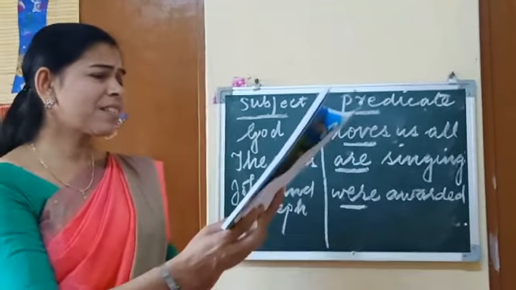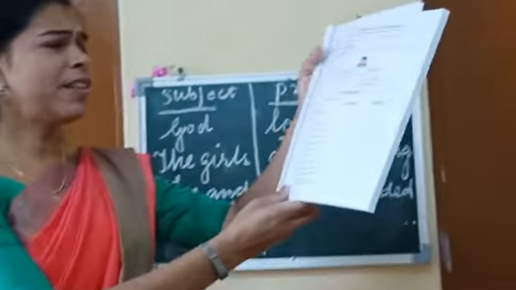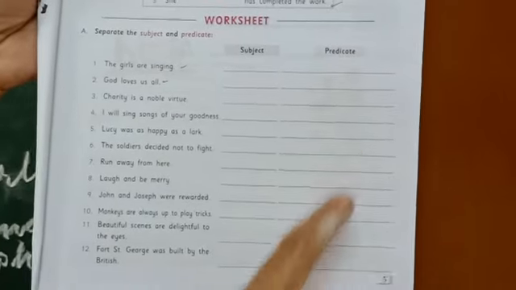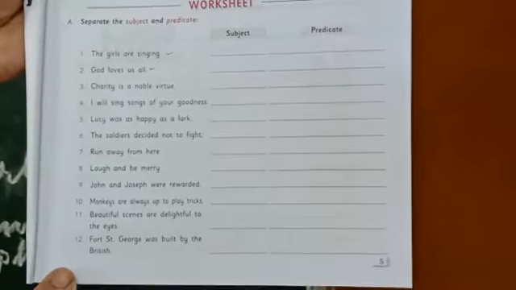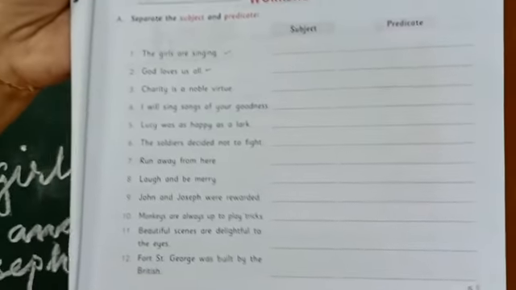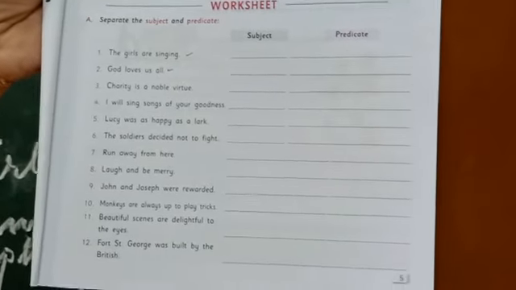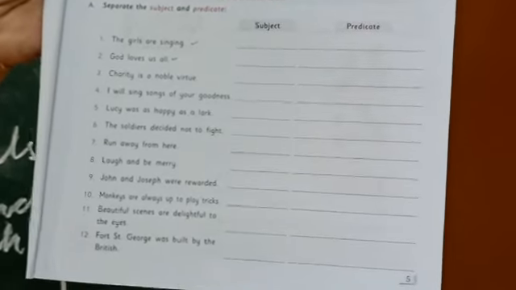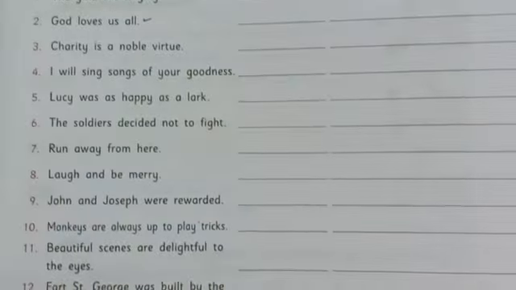And there is one exercise for you, that is, separate the subject and predicate. Two boxes are given here: subject in one box and predicate in another box. You have got 12 sentences here. You have to take these 12 sentences down in your copy and write them. Make two boxes, subject and predicate. Write all the subject parts in the first box and all the predicate parts in the next box.